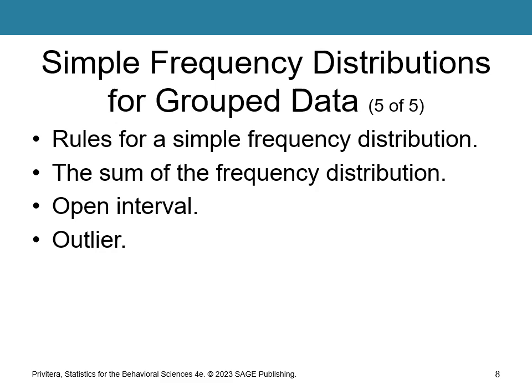An open interval is an interval with no defined upper or lower boundary, such as 125 and above. This can be useful, but it also means some descriptive information is lost. An outlier is an extreme score that falls substantially above or below most other scores in a data set. Outliers can sometimes be placed into open intervals.